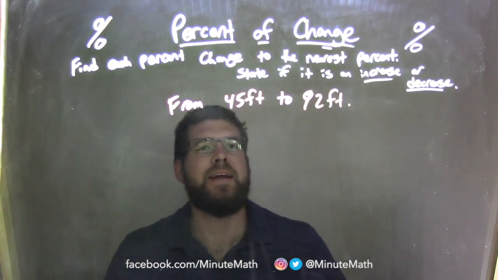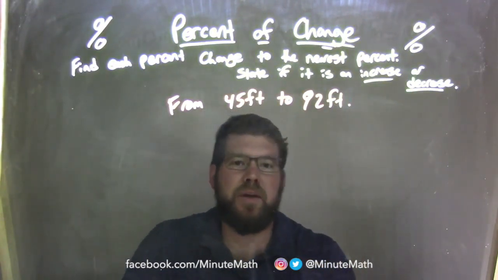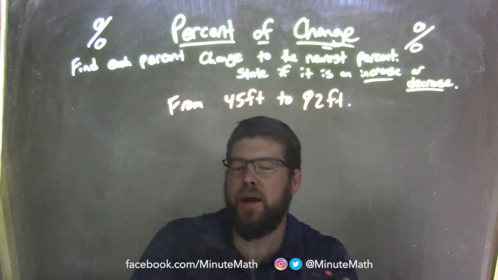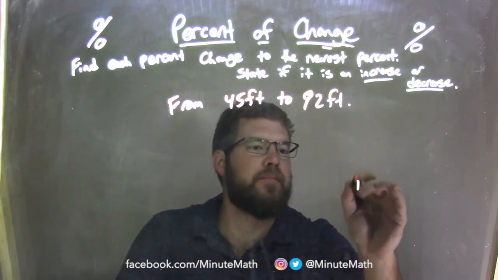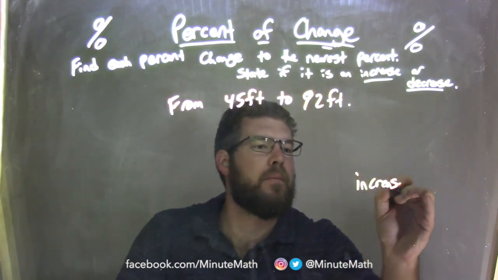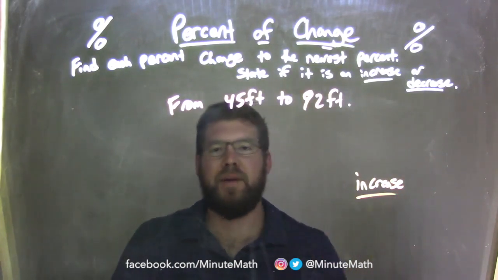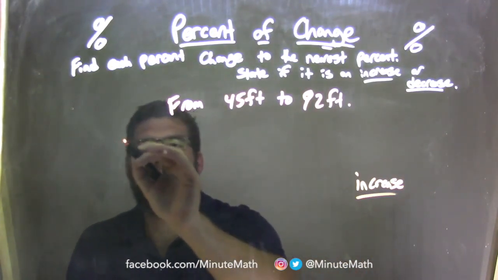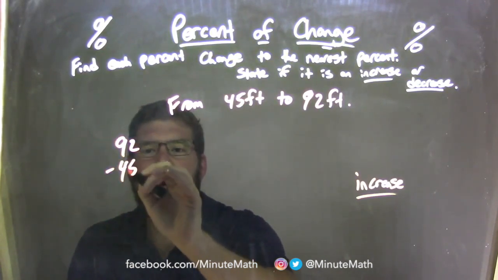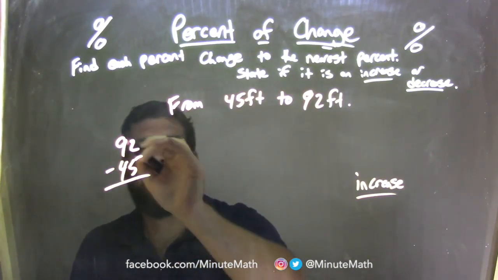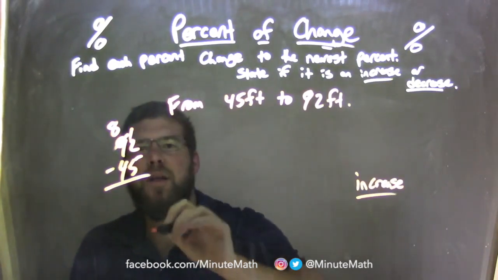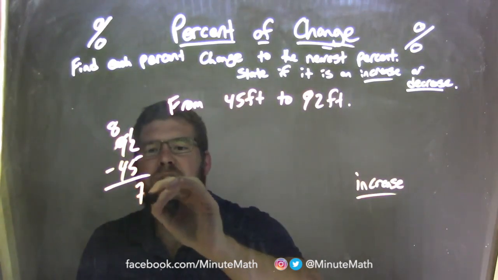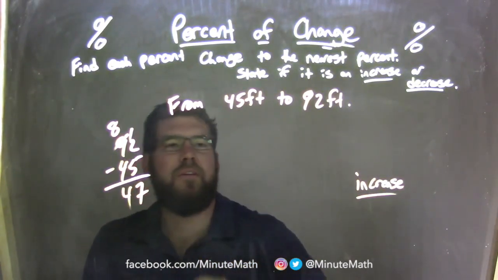Well, at first, is that an increase or decrease? And we're going up, right? 45 to 92. 92 is larger, so that's an increase. So I got that going for me. So now I need to find the difference between these two. So 92 minus 45. What does that come out to be? Well, 9. 8, carry the 1 there. 12 minus 5 is 7. 8 minus 4 is 4, so we have 47.